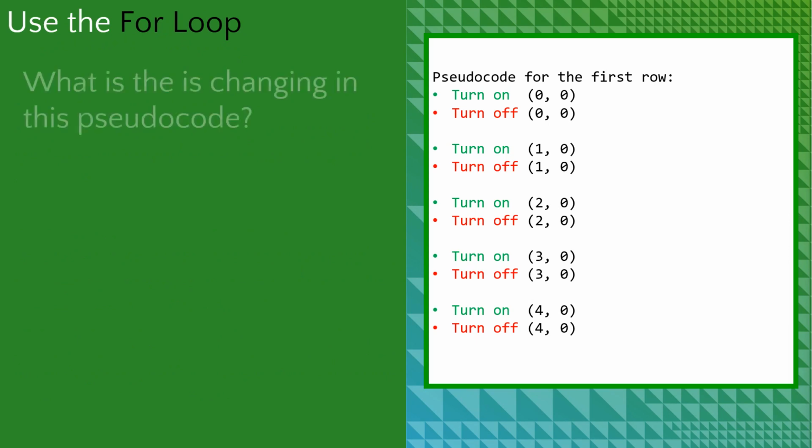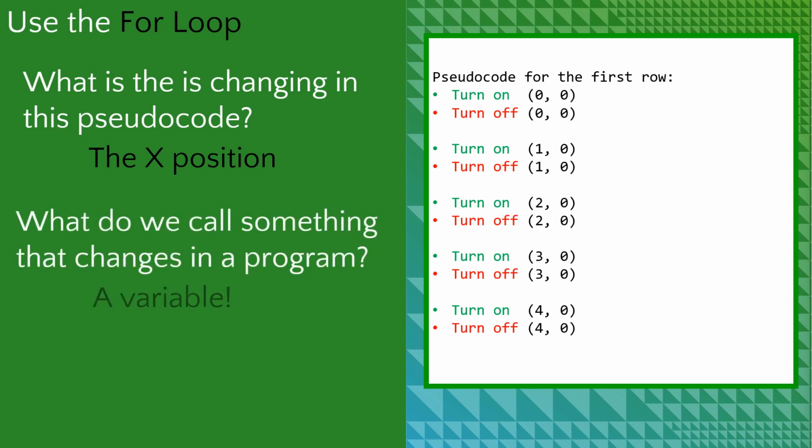So what is changing in this series of pseudocode? Right? If we look at what the variable is, we go from 0, 0 to 1, 0 to 2, 0 to 3, 0 to 4, 0. So the X position of the lit LED is what is changing as we move through the program. Now, what do we call something that changes in a program? It's a variable. And what are we doing to this X-axis variable? We're adding to it. Okay, so we're adding 1 to that variable each time.